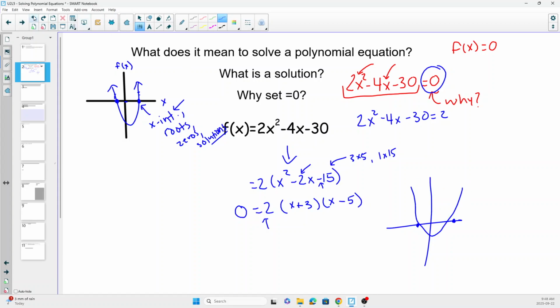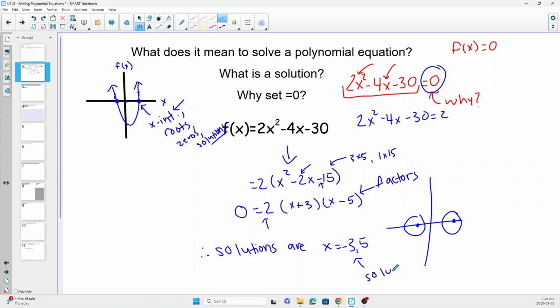You guys get the point. There are our solutions, though. Okay, so our solutions, therefore, are x equals negative 3 and 5. These are our factors. These are the corresponding solutions. And to get the solutions, we set the factors equal to 0, okay?